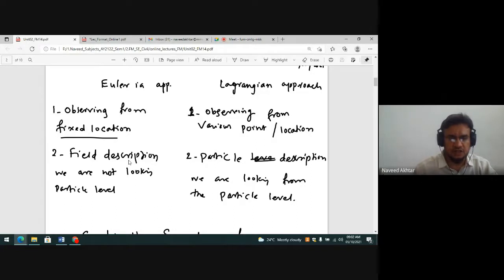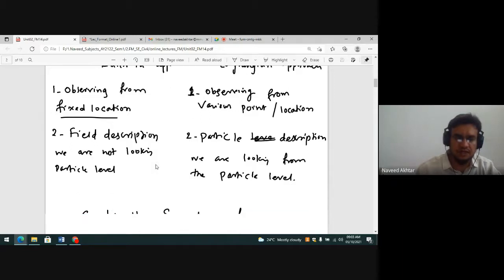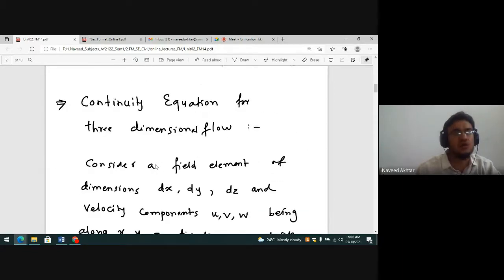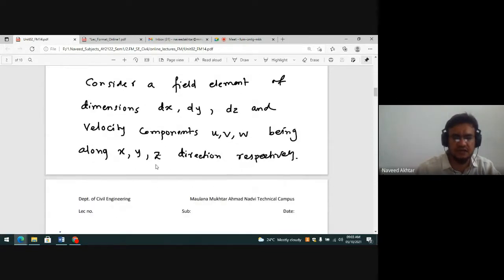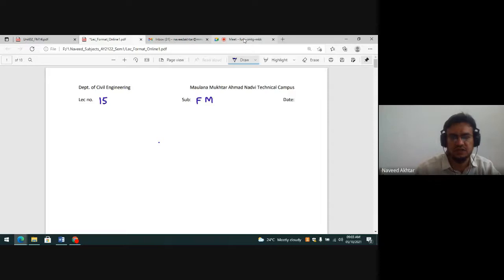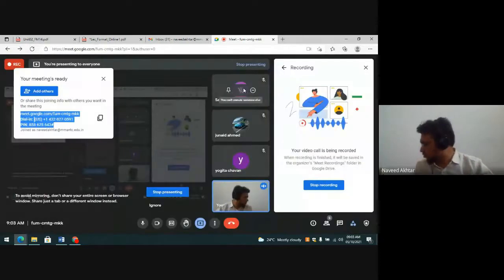The Euler approach is where we are observing the flow from a fixed location or frame of reference. It depends on the field description. In the Lagrangian approach, we are observing from the particle level, and that's why there are particle descriptions. So that's why these two types of approach are there, and also we have seen the continuity equation for three-dimensional flow. The flow in x, y, and z direction. The velocity components are u, v, and w.